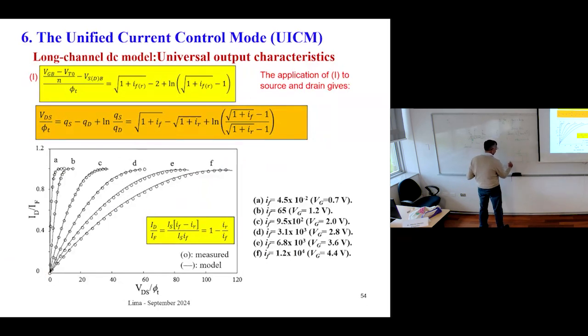For each curve, I have a fixed value of VG. And then I will change the value of VDS, simply VD, because the source is connected to the bulk. Can you see this? Then for each VG, I have a curve similar to this. If I increase VG, I have a set of curves, ID versus VDS.